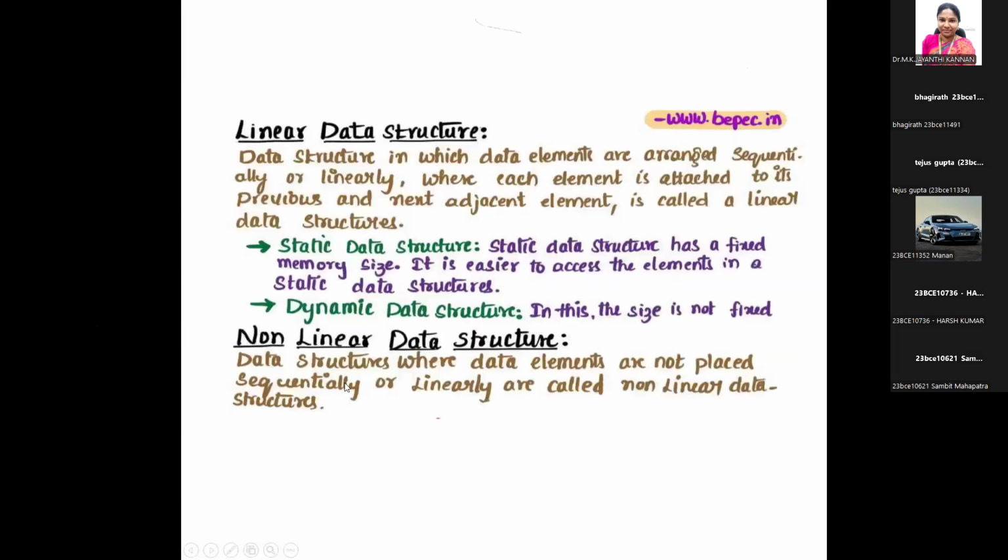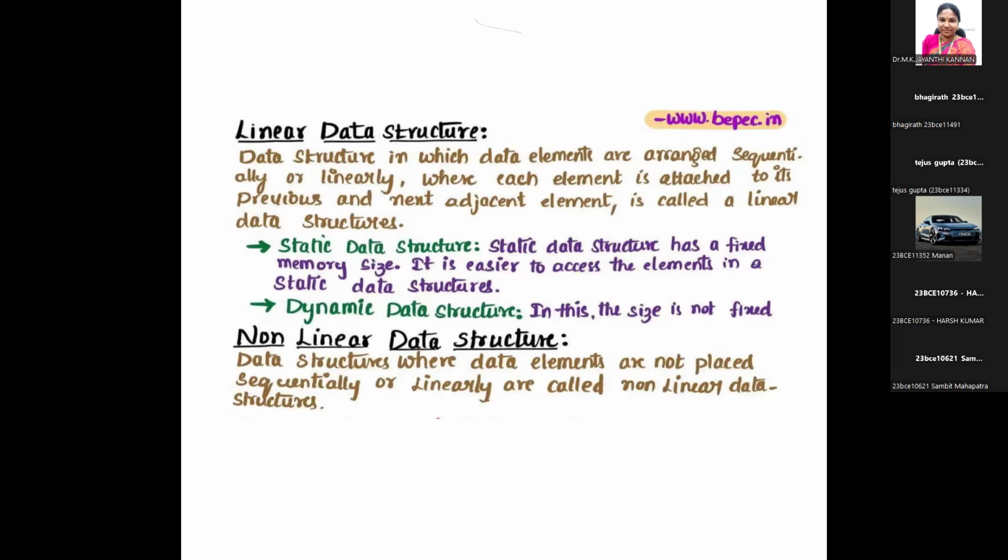So if you take more definition about what is linear data structure: a data structure in which data elements are organized sequentially or linearly, where each element is attached to its previous or next element, is called a linear data structure. So you know index of A of 0, A of 1, A of 2. It represents the first element, second element, third element in the array.